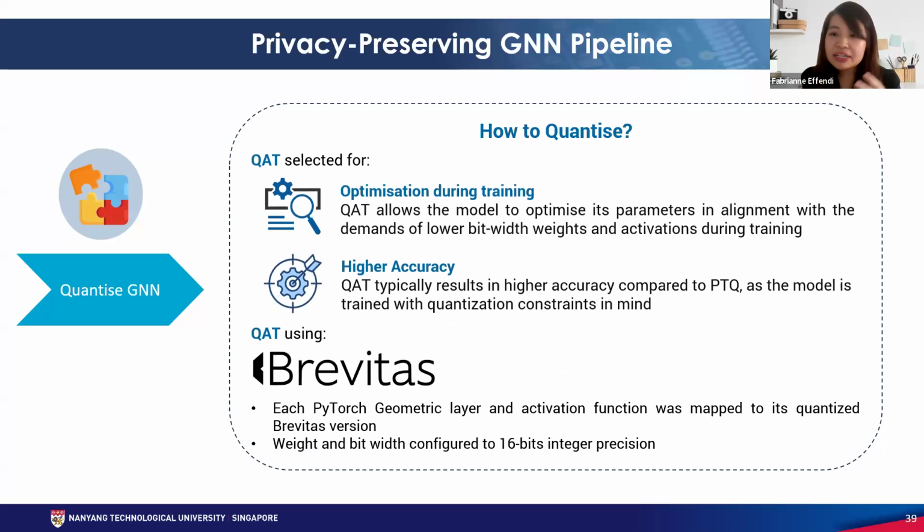And this QAT was done with the help of the Brevitas library, which allows us to map the PyTorch Geometric layer and its activation function to its relevant quantized version. And then we configure the weight and bit width to its 16-bit integer precision.